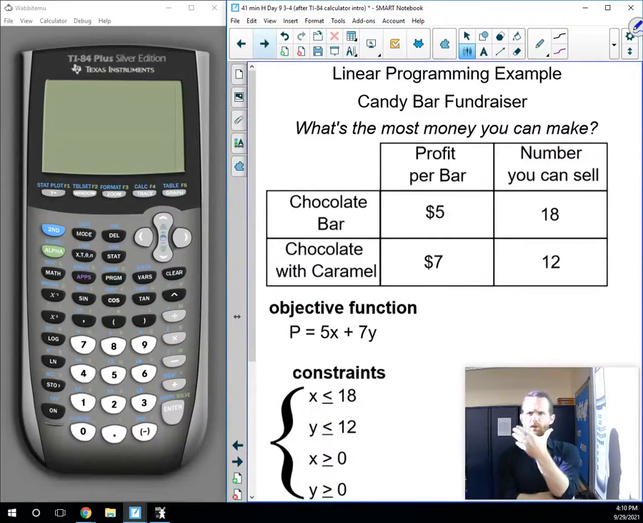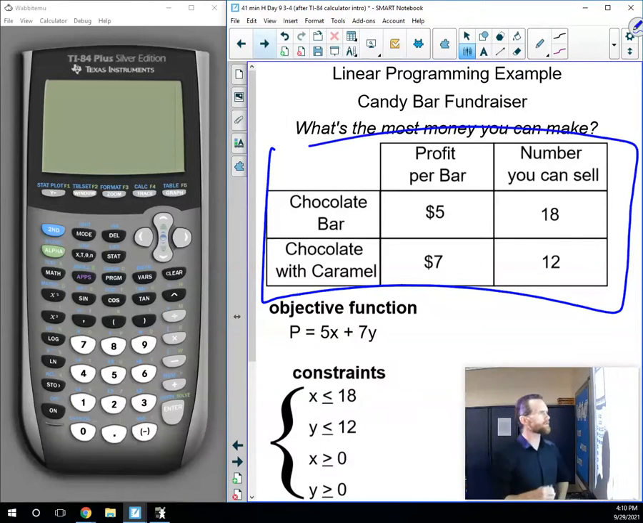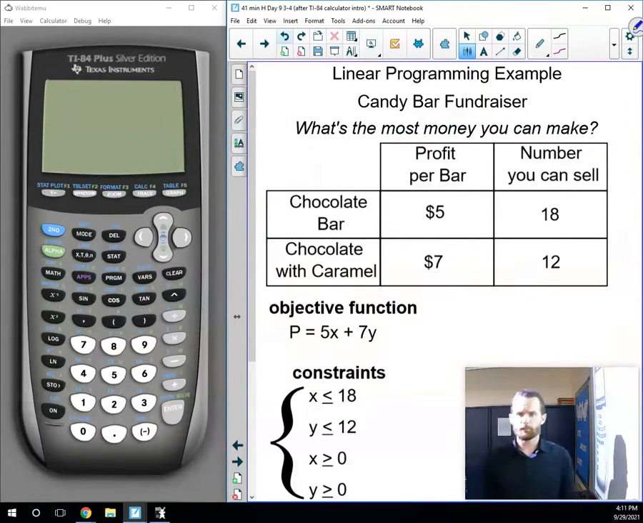So it says we're doing a candy bar fundraiser, and what's the most money we can make? We want to make as much money as possible in this candy bar fundraiser. So let's take a look at this chart right here. We're selling two different types of bars. We got a regular chocolate bar and then a chocolate with caramel. Sounds tasty. So profit per bar, we can make $5 profit per chocolate bar and $7 profit for chocolate with caramel. And then number you can sell. We can sell 18 of the chocolate bars and 12 of the chocolate with caramel.